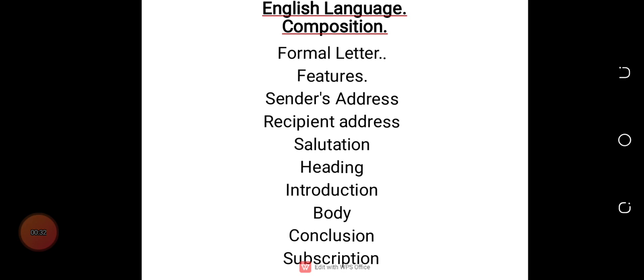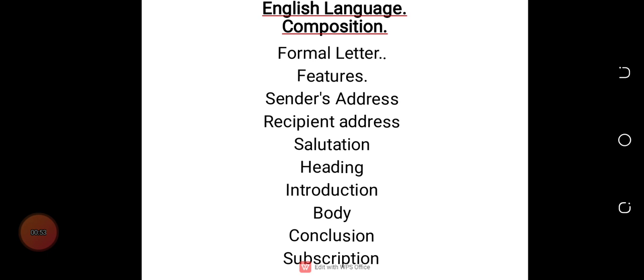Okay, so one of the features we should consider is the sender's address, your address, the writer's address, then the recipient's address, salutation, heading, introduction, body, conclusion, and subscription.